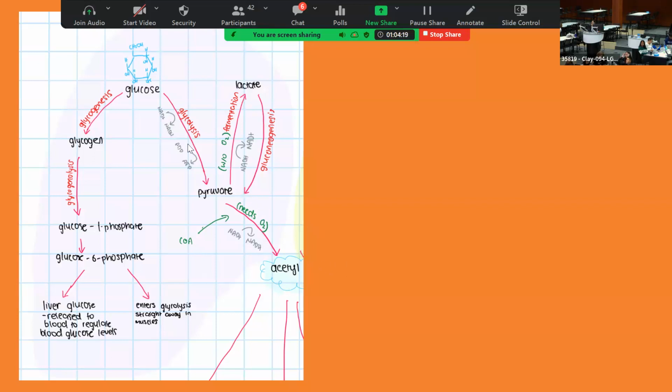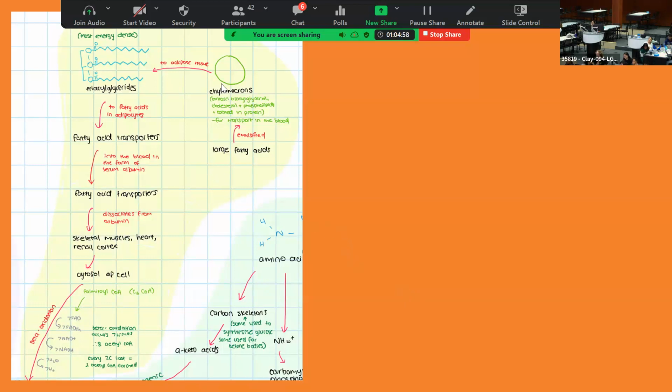You can see here glycolysis goes to pyruvate, and from there you either have a pathway that needs oxygen compared to one that does not need oxygen, and that changes the pathway. Also know all these terms like glycogenesis, gluconeogenesis, and the difference between glucose 6-phosphate in the liver compared to the muscles. In the muscles, it can enter glycolysis straight away. In the liver, because it has the enzyme which can turn this into glucose, it can be released to the blood to regulate blood glucose levels.